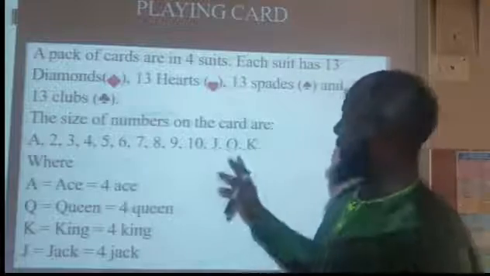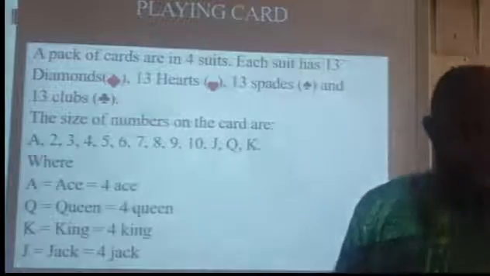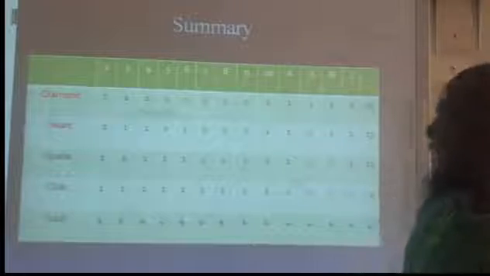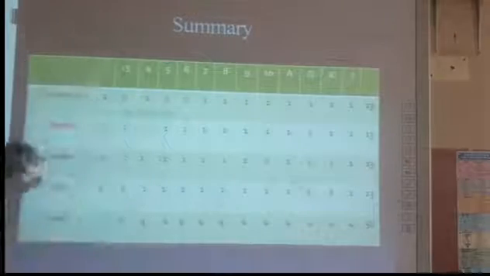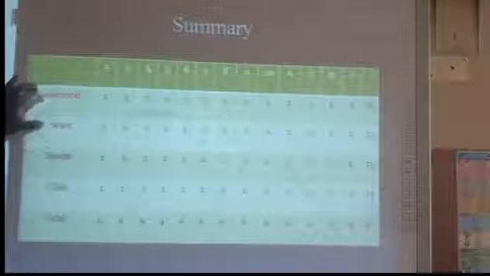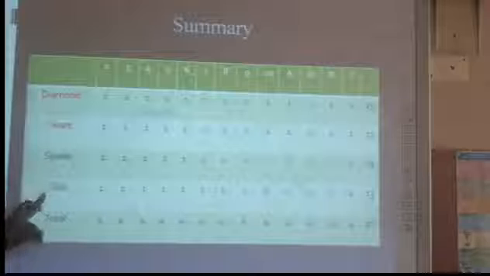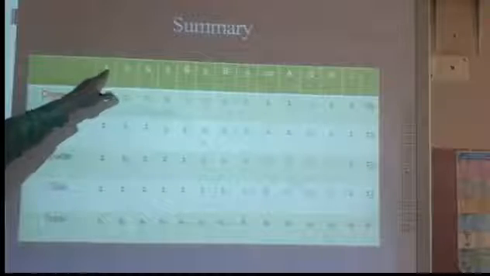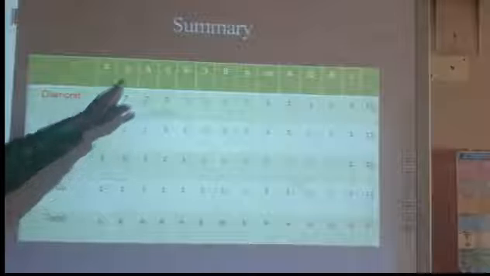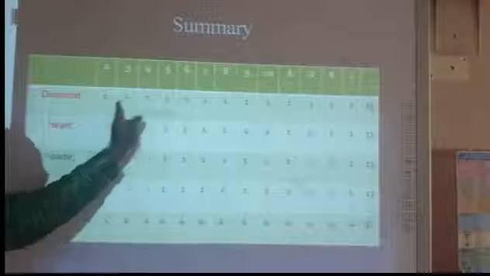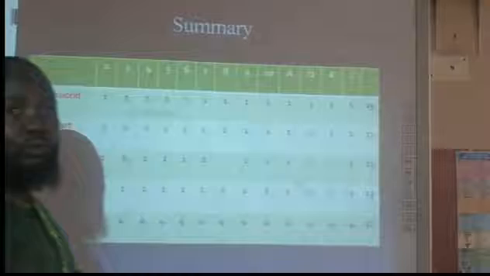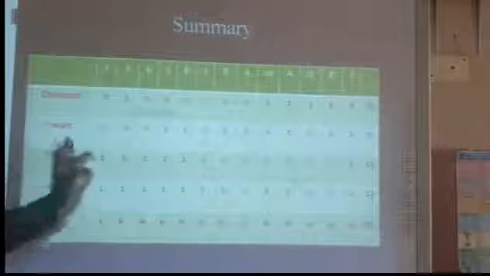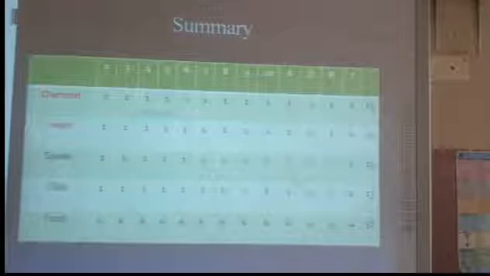So we'll look at it. Let me show you this diagram, just a summary of it. In it, we have diamond, heart. These are the suits: diamond, heart, spade, and club. Now in diamond, you see 2 appears once, 3 appears once, and so forth to what? To J, jack. Now heart the same thing, spade the same thing, club the same thing.